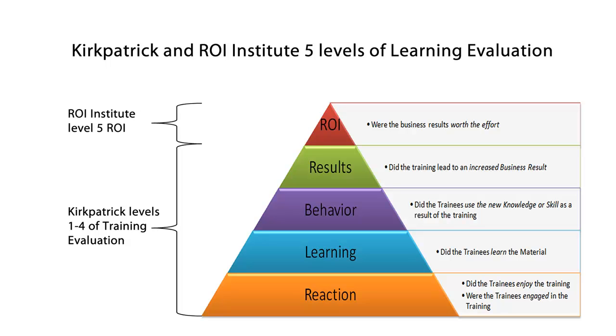This chart shows the Kirkpatrick Learning Evaluation Levels 1 through 4, read bottom to top, and the ROI Institute Level 5 evaluation, which is ROI. This is the industry standard for measuring learning effectiveness. Level 1, reaction, is measuring if the student enjoyed the training, and Level 2 measures if they learned the material. This is what we are currently measuring with our Cornerstone surveys given to students after the course.